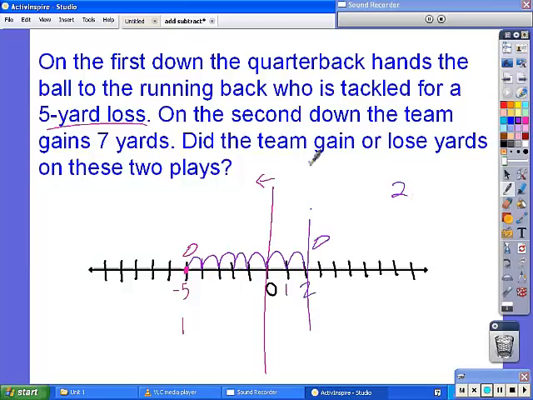So we took a -5 and we added 7 to it, and we come out with a +2. The question says, did the team gain or lose yards? Well, we came out with a +2, so that would be gaining yards.